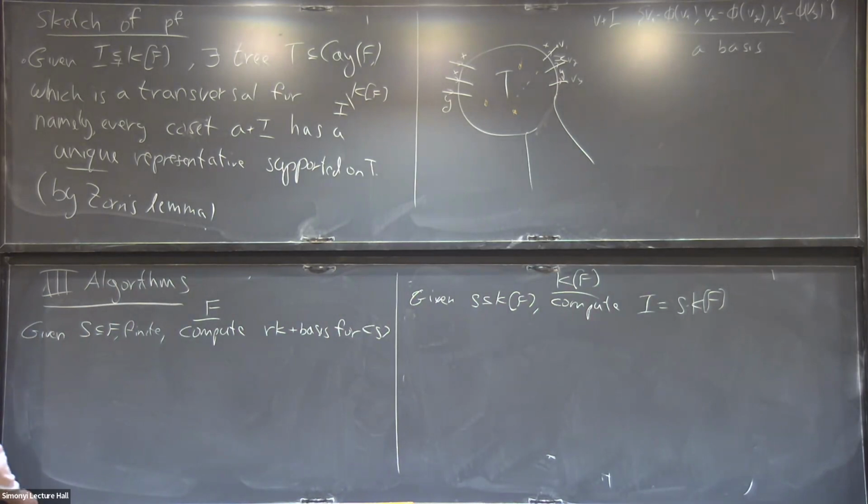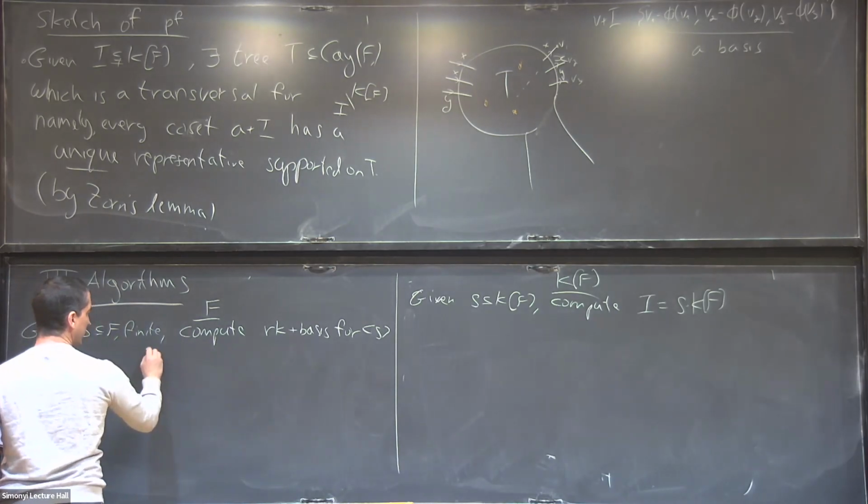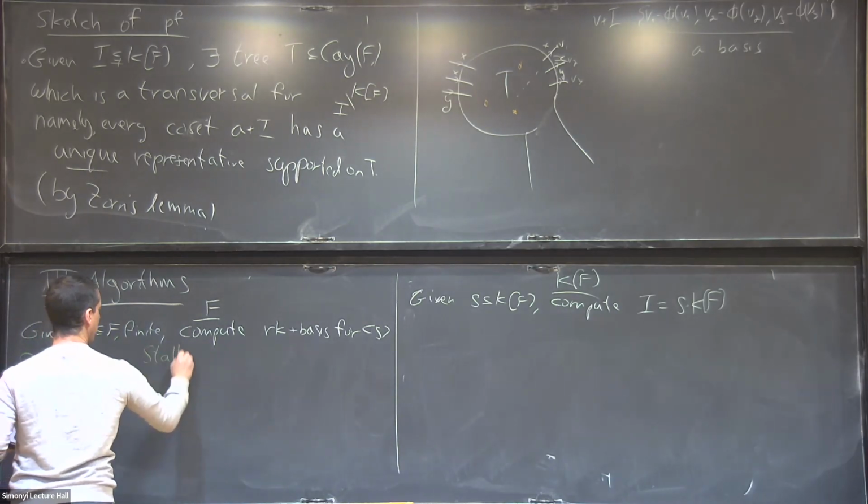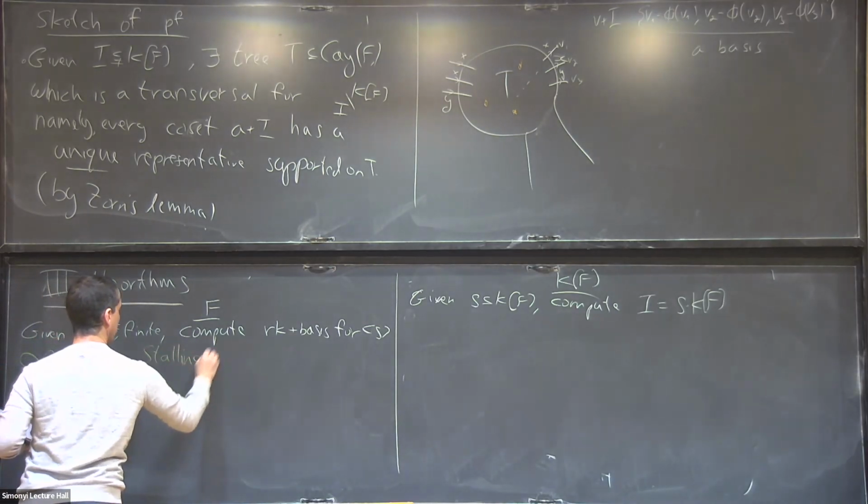So how do we do this? We do it by Stallings graphs. This is the most natural way. You take the bouquet, you write your words on the bouquet and then you fold and you end up with a finite graph, from which you can easily read a basis and a rank. So this is Stallings graphs.